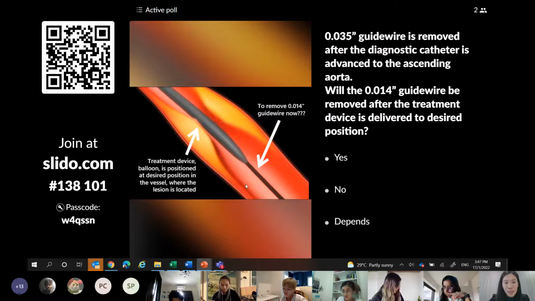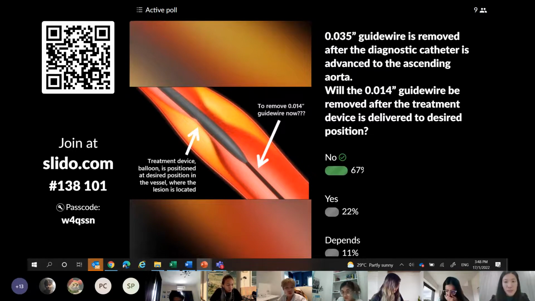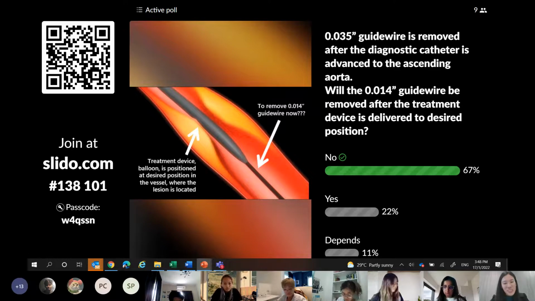So now you see that this is my treatment device. Just now you saw my treatment device is the balloon. The balloon will expand and compress this lesion so that the vessel will be bigger. But during this procedure, do you think the 0.14 guide wire should be removed or should stay in place? Okay, most of you got it right. Actually, the answer is no. So why do they put in the guide wire?